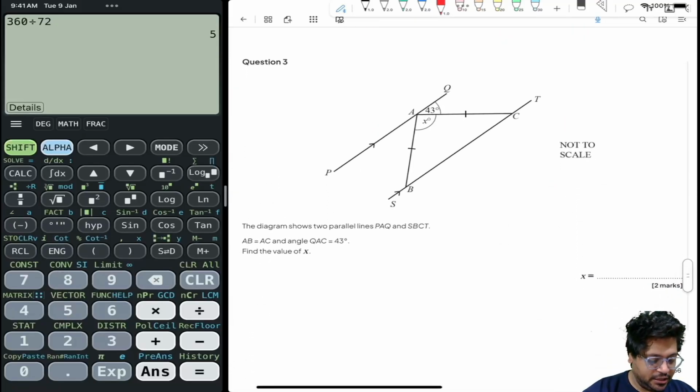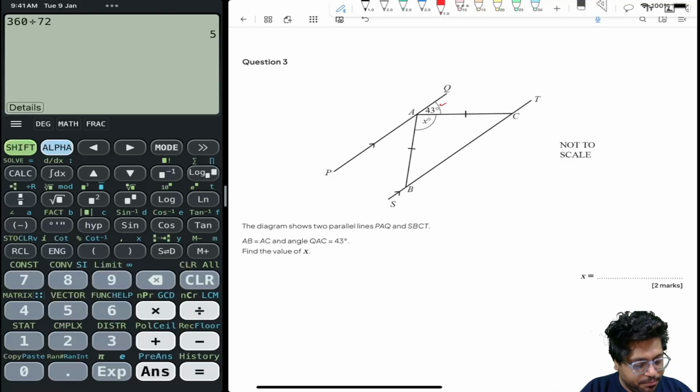Next is this third question. Here, if you see, AB and AC are equal, so it's an isosceles triangle, and angle QAC, that is 43, is given, and we want to find the value of x.